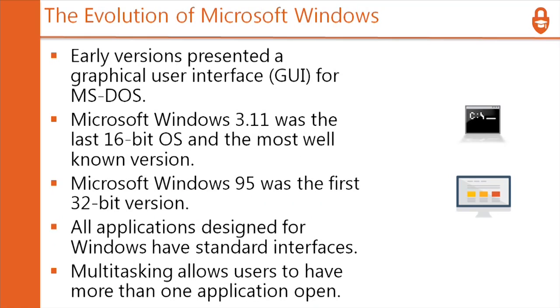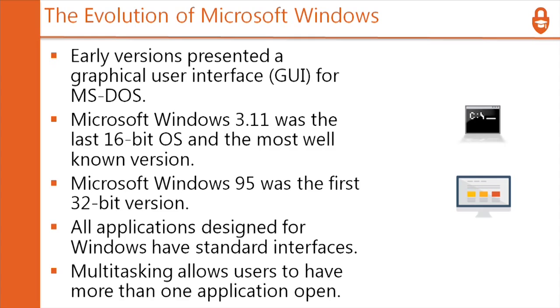The evolution of Microsoft Windows. Early versions presented a graphical user interface for MS-DOS. That's the little black screen that we see, the command line, the command prompt we call it today. Windows 3.1 was the last 16-bit OS and the most well-known version. It had wide adoption. Microsoft Windows 95 was the first 32-bit operating system.